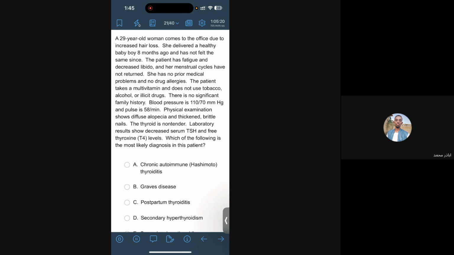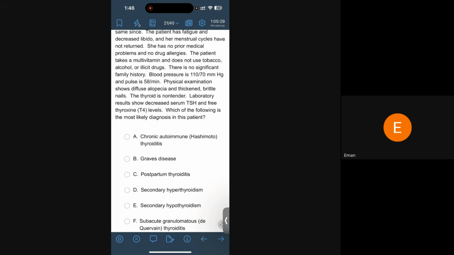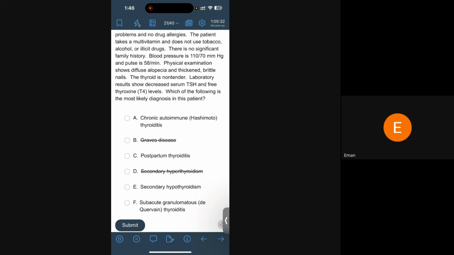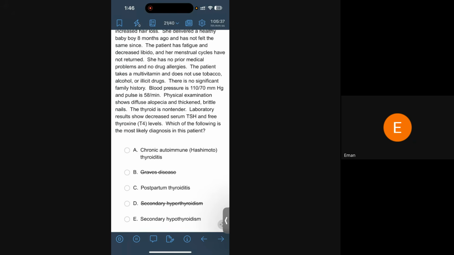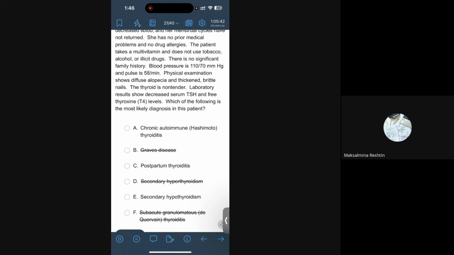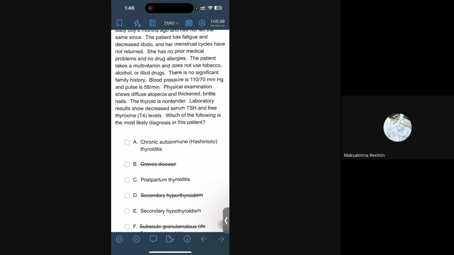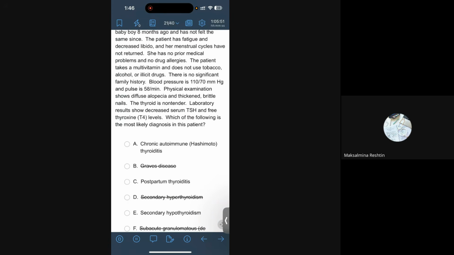Is that hypothyroidism or hyper? Hypo. Hypothyroidism. So hyper is eliminated. The thyroid is non-tender, which means de Quervain is also eliminated. We are left with three options. The thyroid is non-tender and shows decreased serum TSH.